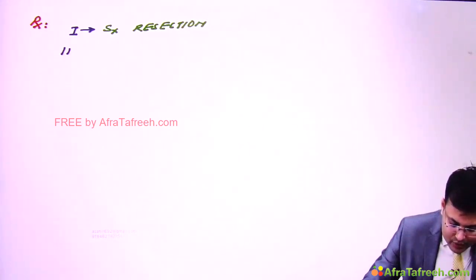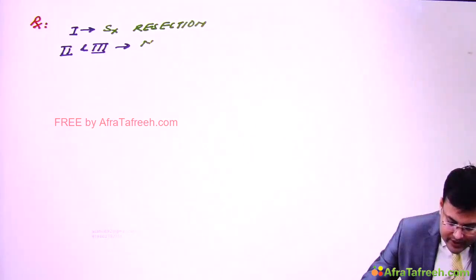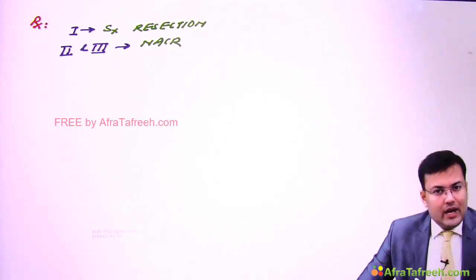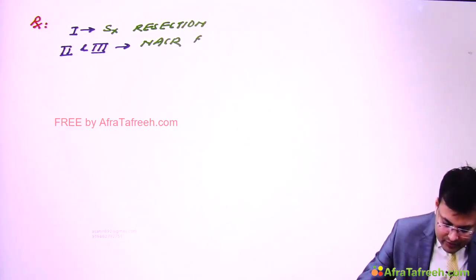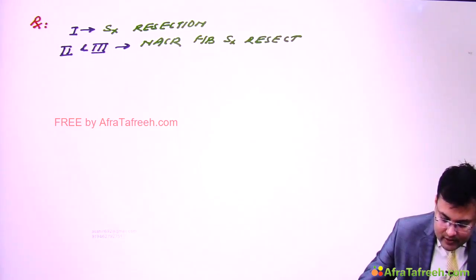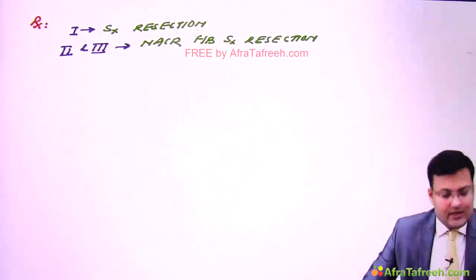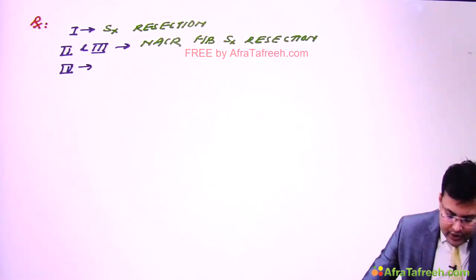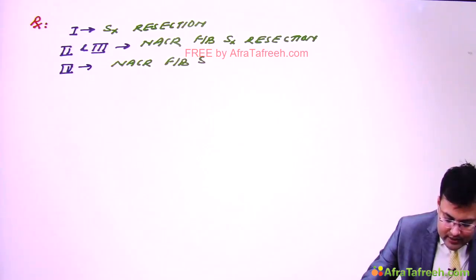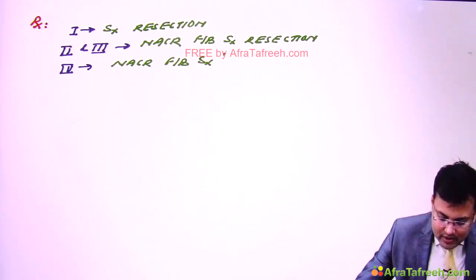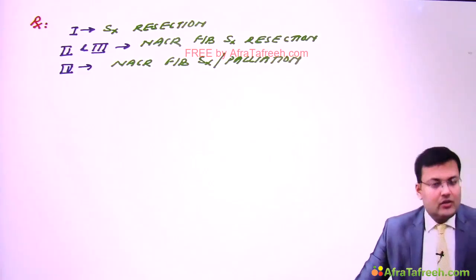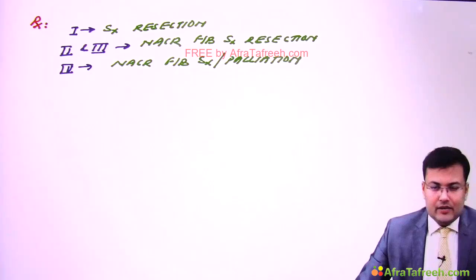Okay. So in stage 1, what we do, we go for surgical resection of malignancy. And in stage 2 and stage 3, we go for neoadjuvant chemoradiation, followed by surgical resection, right? And what happens in stage 4? In stage 4 also, we go for neoadjuvant chemoradiation followed by surgery, if possible, or palliation. So this is how we perform the treatment of carcinoma rectum.